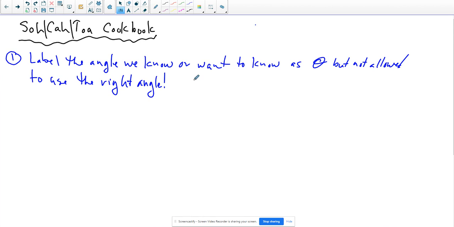And that's really important. What I mean there is, of course, when we go to do this, we're going to be either looking for an angle or be given an angle. And if we don't have those scenarios, then we can't really go ahead. So if we have an angle that we know, we're going to put our theta there, again, assuming it's not our right angle, or if an angle we're looking for, we're going to put our theta there. And that's got to be the first step because it informs our second step.